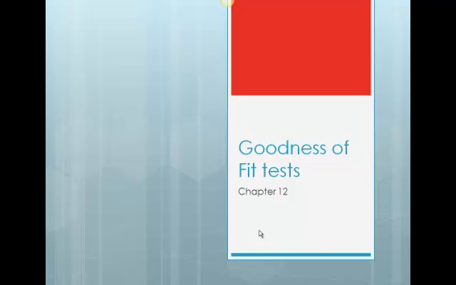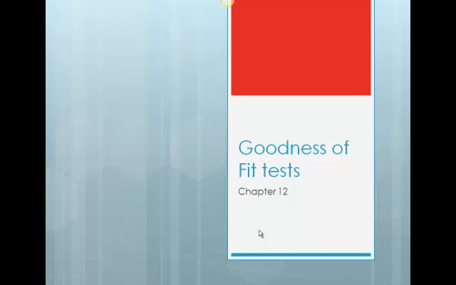This presentation will cover Chapter 12. Chapter 12 makes use of the chi-square distribution in order to test whether or not we've actually selected the correct distribution for testing our hypotheses.